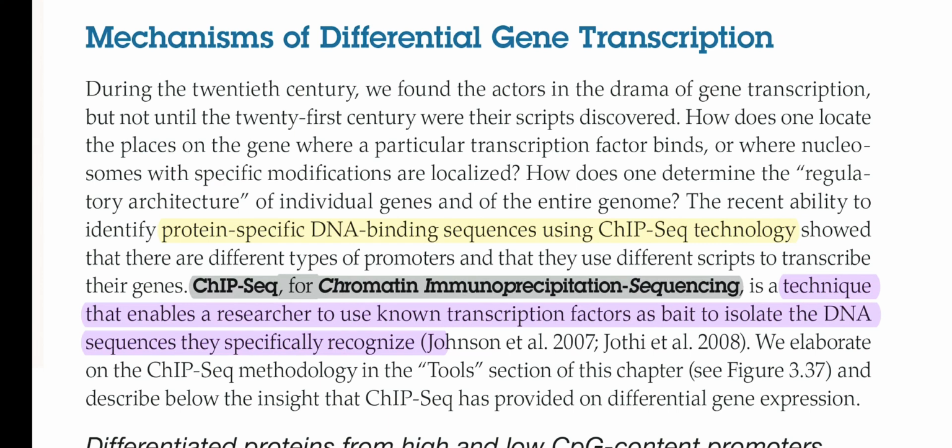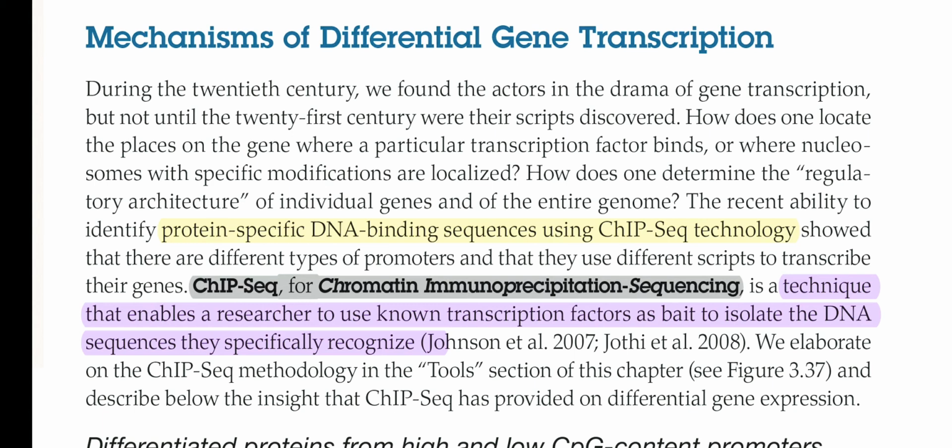So, welcome back. Mechanism of differential gene transcription. The protein-specific DNA binding sequence using ChIP-seq technology. ChIP is chromatin immunoprecipitation sequencing. That means here what exactly happens: the transcription factor binds or recognizes a particular sequence in the promoter region of the DNA. It has affinity to bind a particular type of genomic sequence which needs to be transcribed.